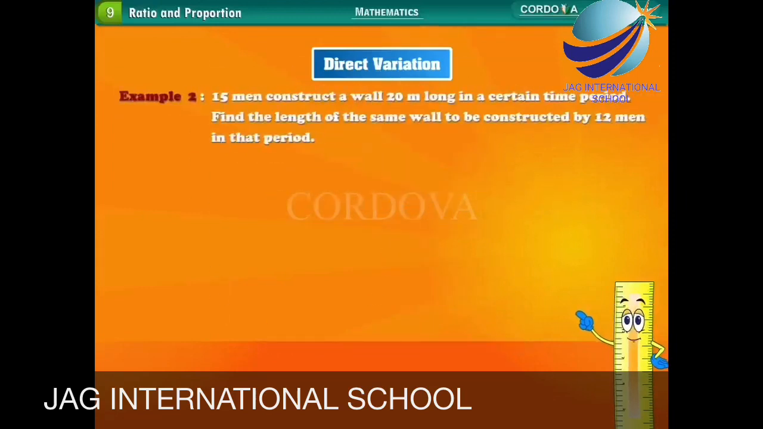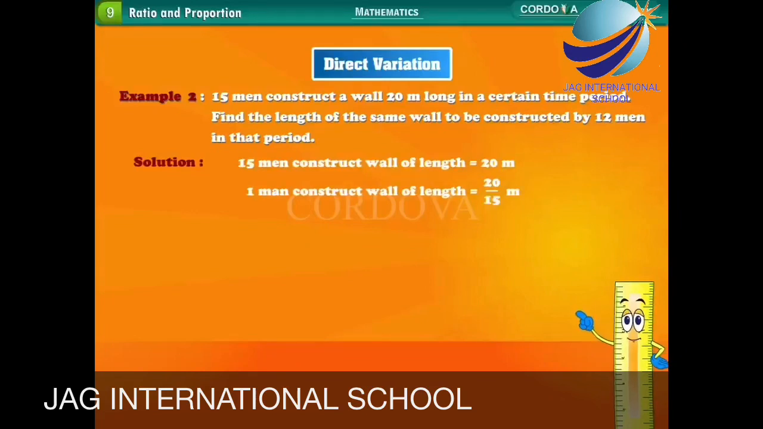Example 2. 15 men construct a wall 20 meter long in a certain time period. Find the length of the same wall to be constructed by 12 men in that period. Solution. 15 men construct wall of length 20 meter. 1 man construct wall of length is equal to 20 upon 15 meter.